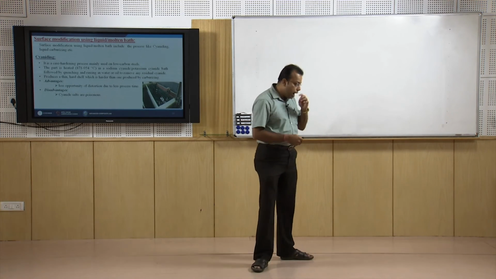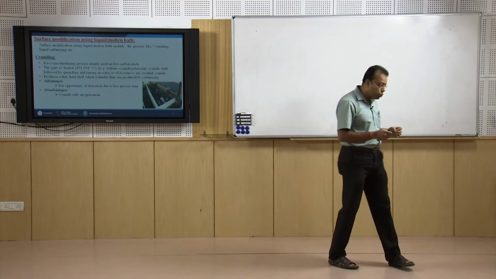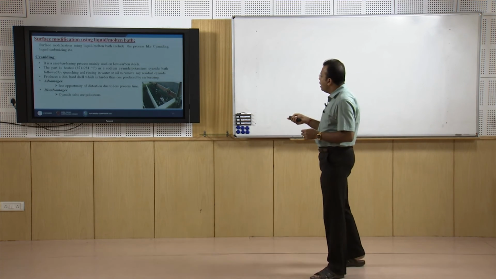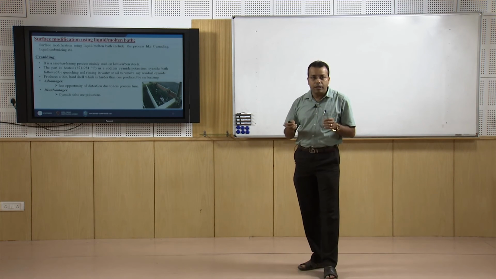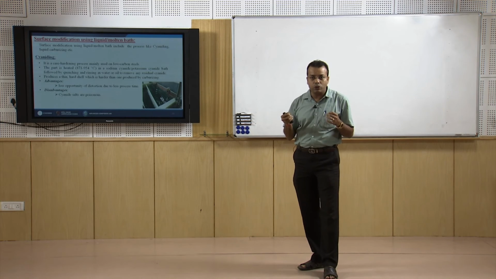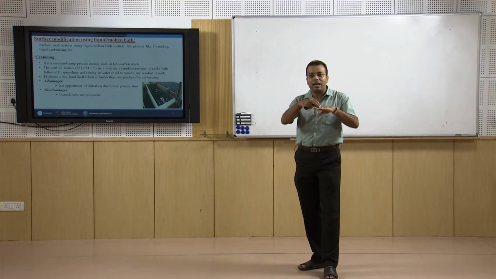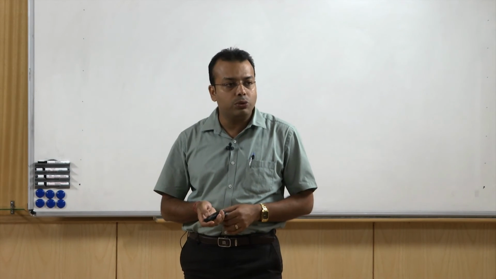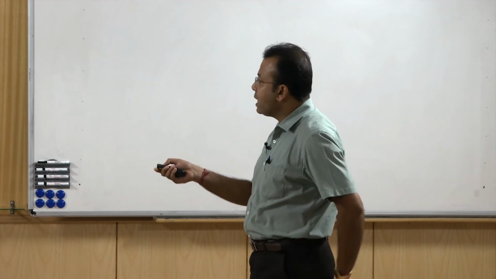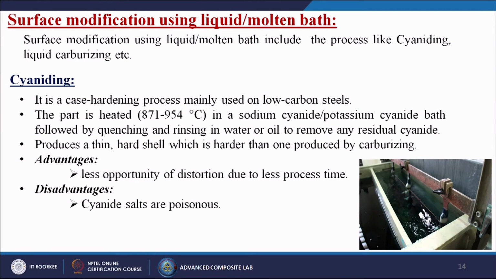Next is called cyaniding. Cyaniding means we are putting our material into a cyanide environment, potassium cyanide or sodium cyanide, by which the CN group, generally known as the cyanide group, can attach to the outer surface of the material and do some kind of coating or surface modification. It is a case hardening process mainly used on low carbon steels.